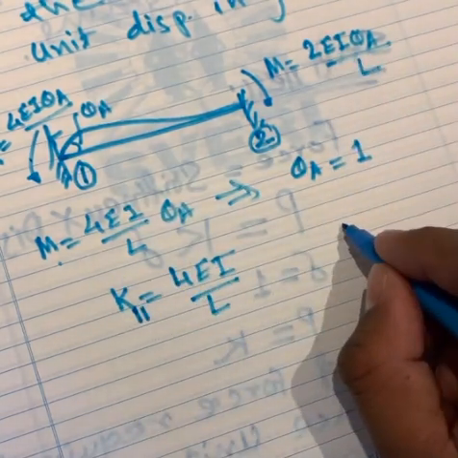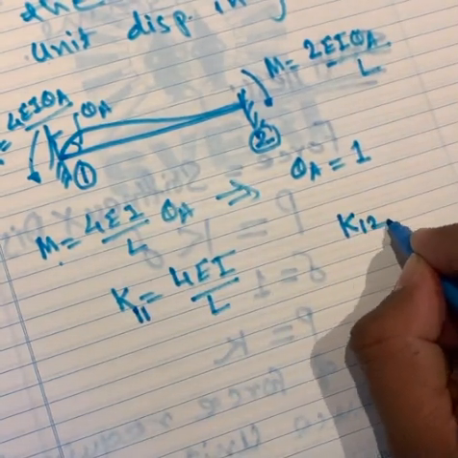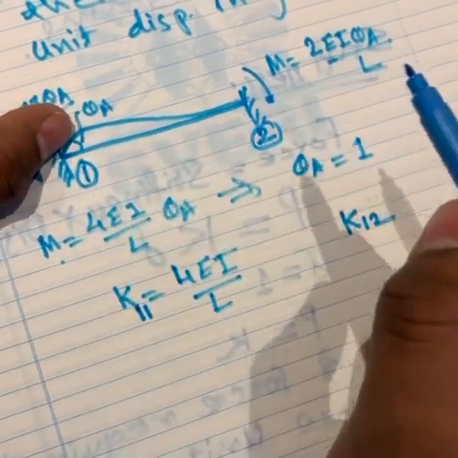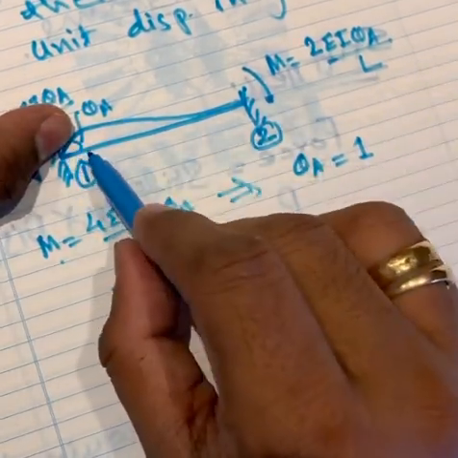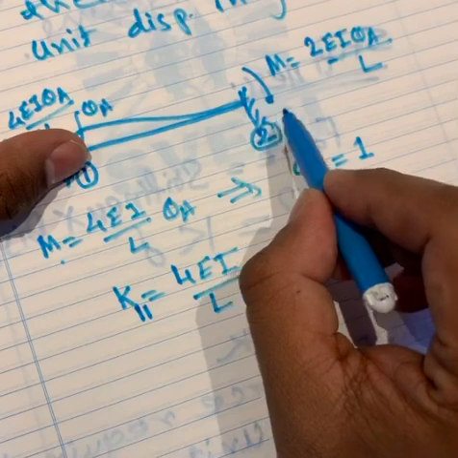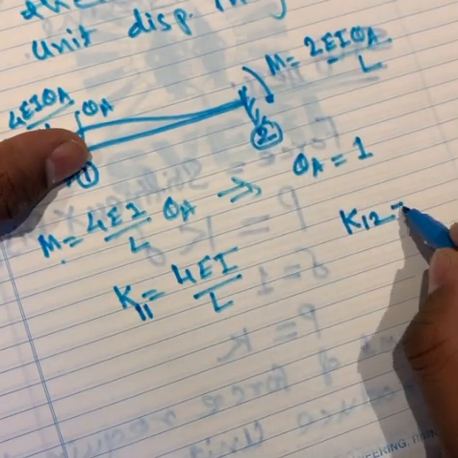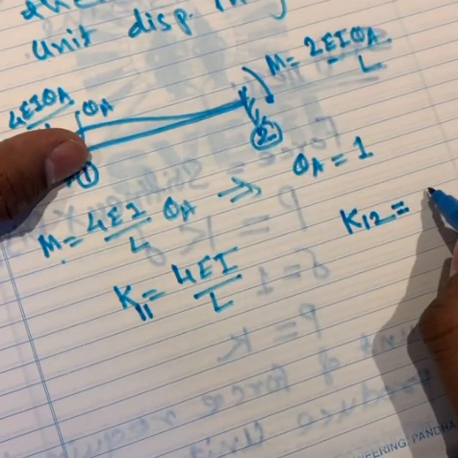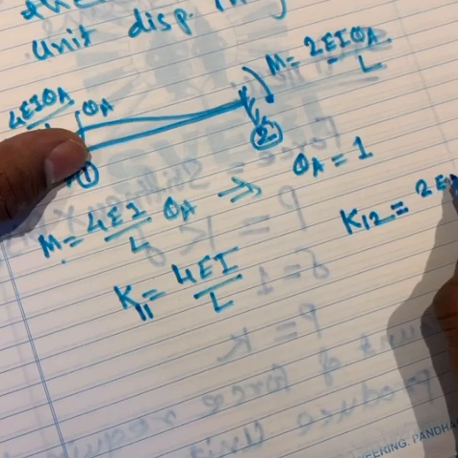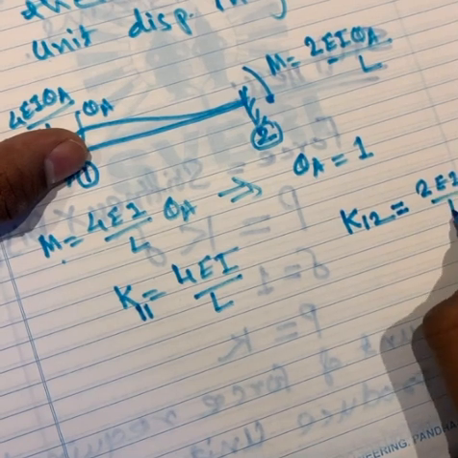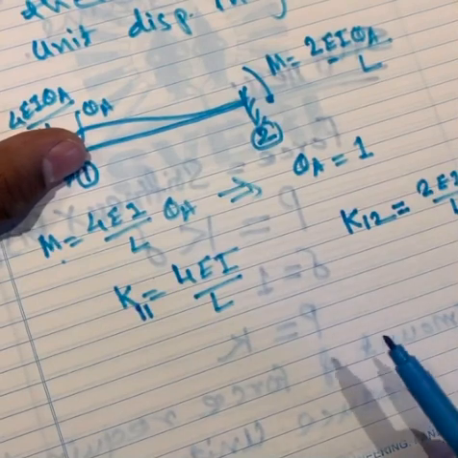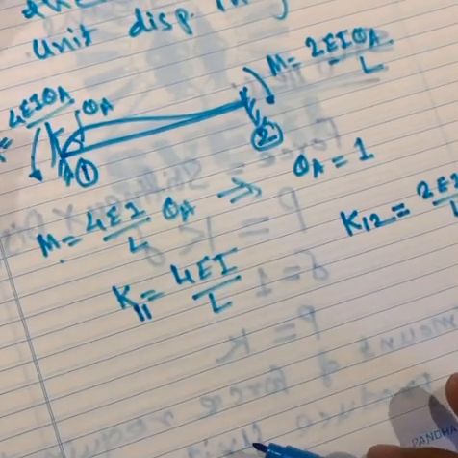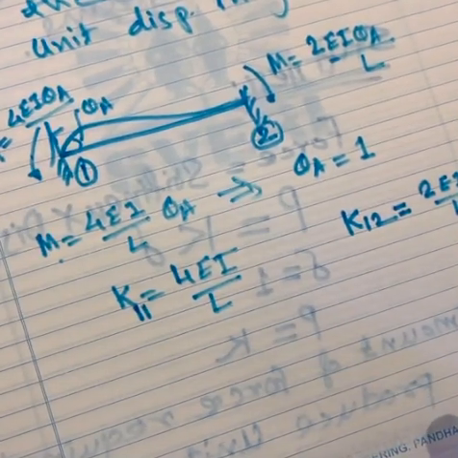So whereas k12, what is that? Unit rotation is applied at end 1, and what is the moment produced by that? That will be nothing but 2EI by L. Again theta A will become 0. So this is how we calculate the stiffness coefficient.